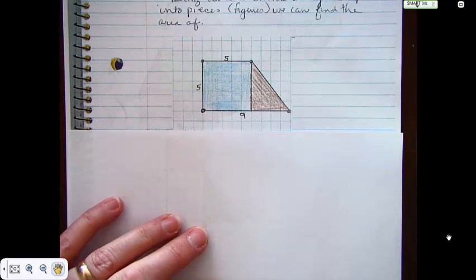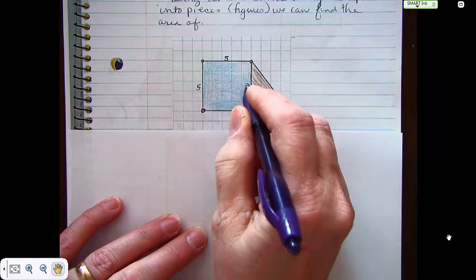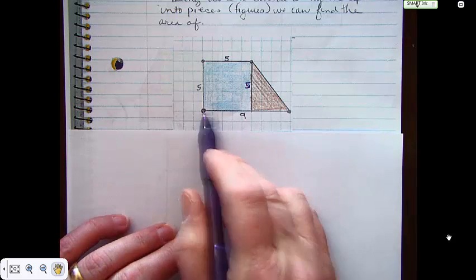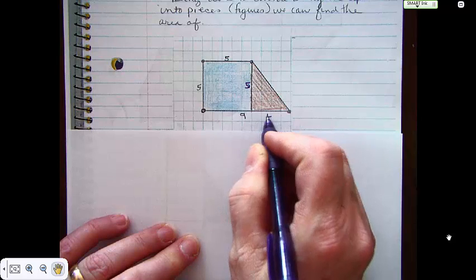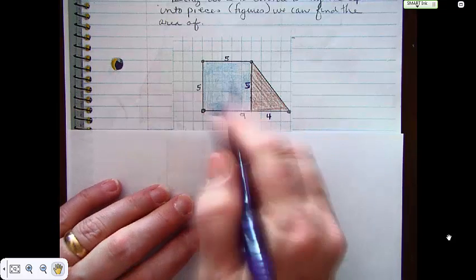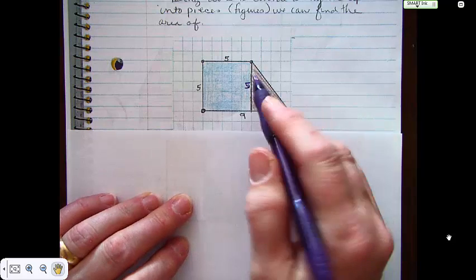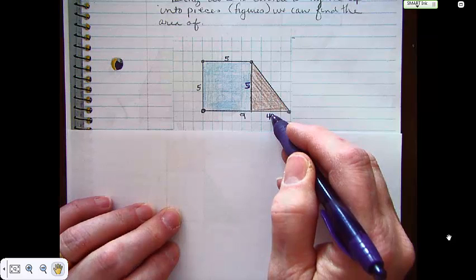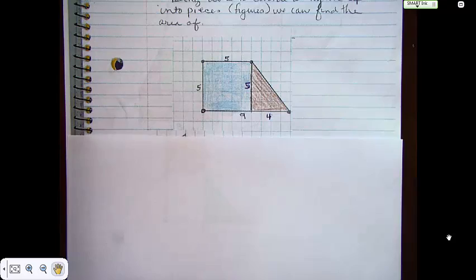Well, we really aren't. This side here is 5 because this is a square. And this whole thing is 9. If you take 9 minus 5, you find out that this is 4. So if you were to find the area of the square, you would just take 5 times 5, and that would of course give you 25. If you were to find the area of the triangle, you would take 5 times 4, which is 20, and divide it by 2, because that's the area formula for a triangle.